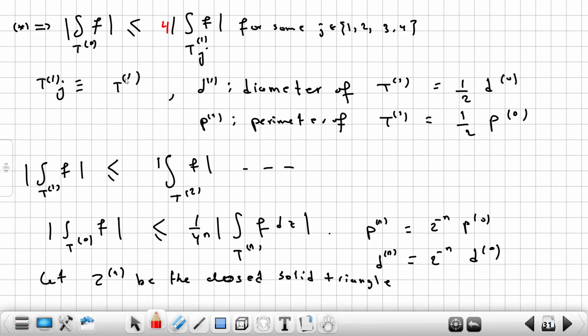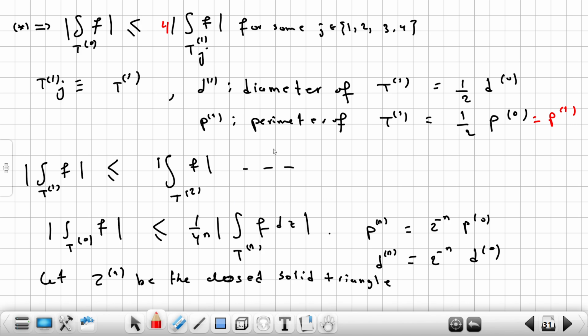We will call it T1, and let D1 denote the diameter of T1, P1 denote the perimeter of T1. Here we have D1 is equal to 1 over 2 D0, P1 is equal to 1 over 2 P0.